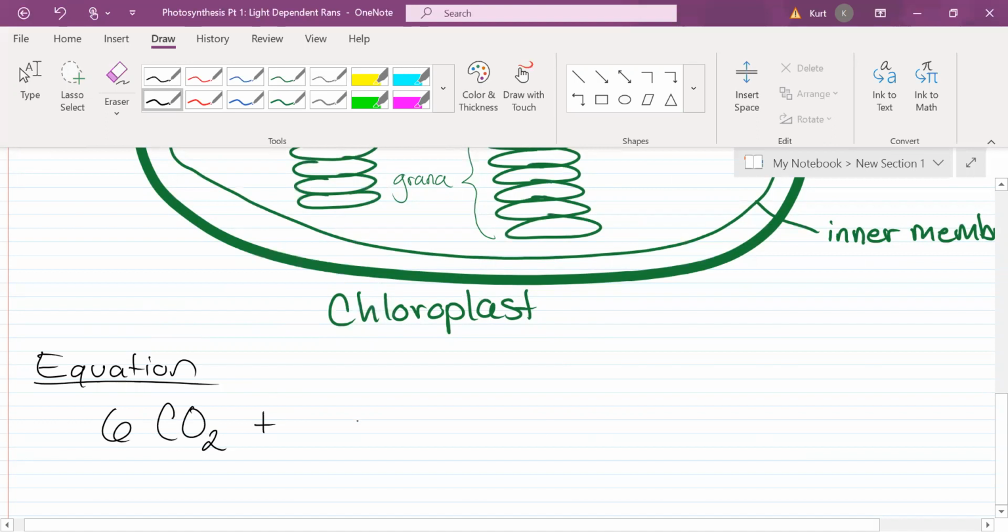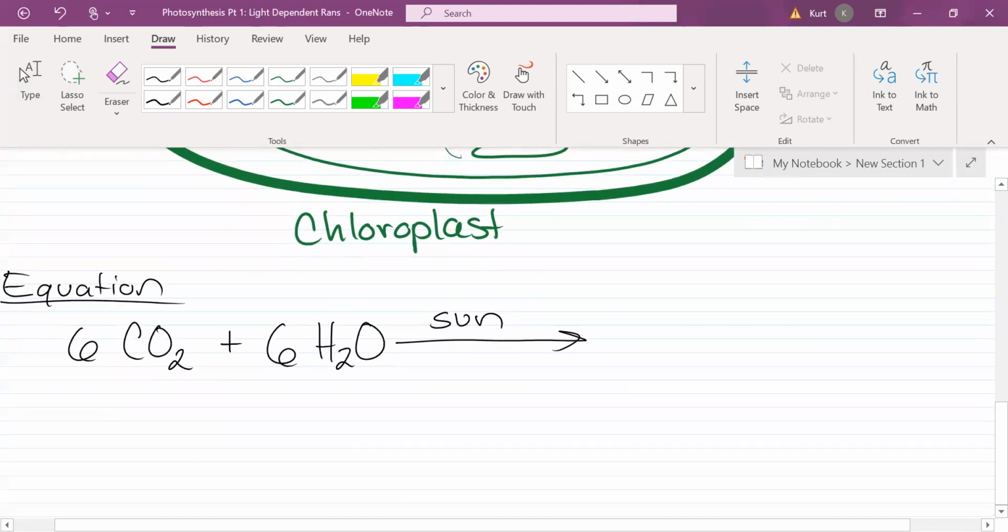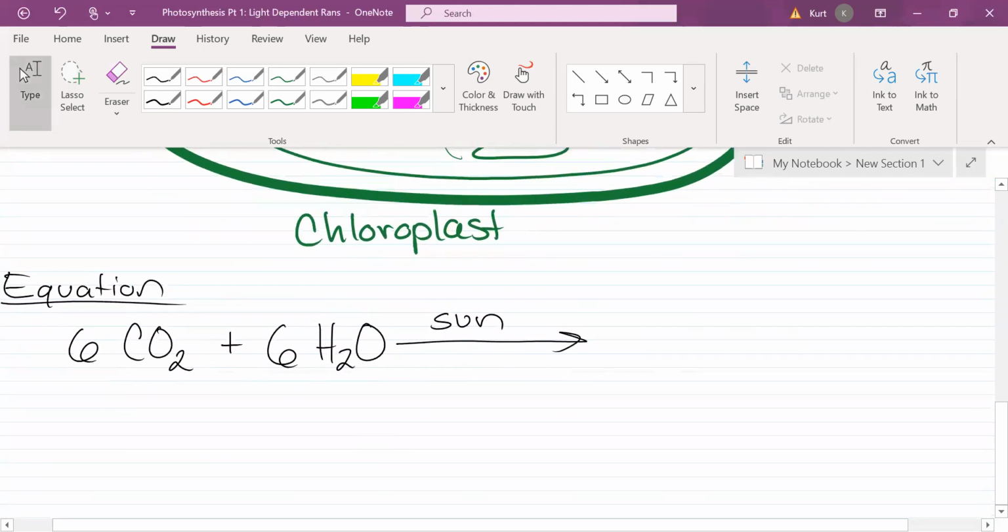What else do photosynthesizers require? We'll get to light energy, but before that, water. And then you have light. The reason we put light here is because it does not have a molar mass. Light is made of photons, and it doesn't have mass. It's just energy. And you're going to make C6H12O6 and 6 molecules of oxygen.